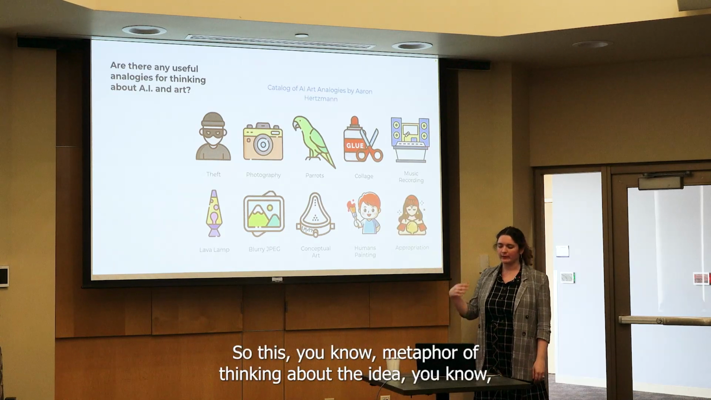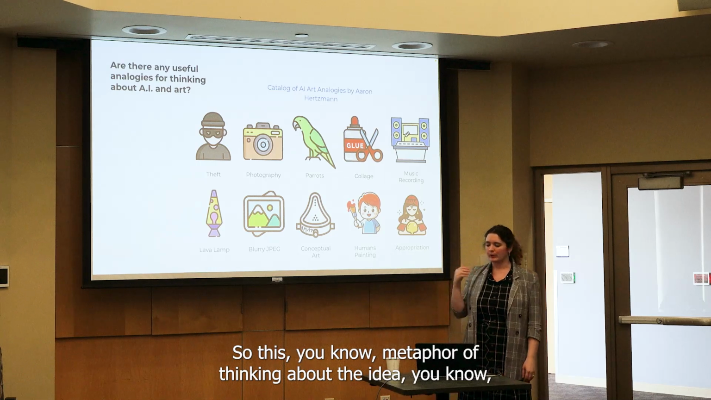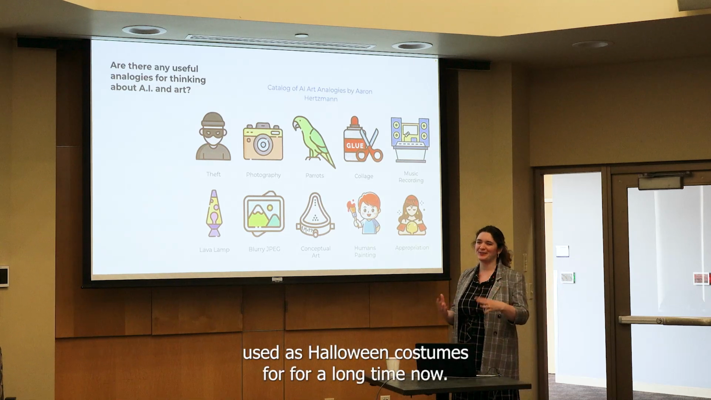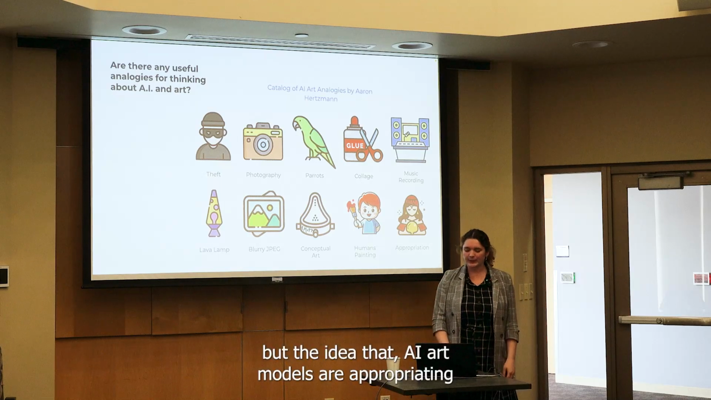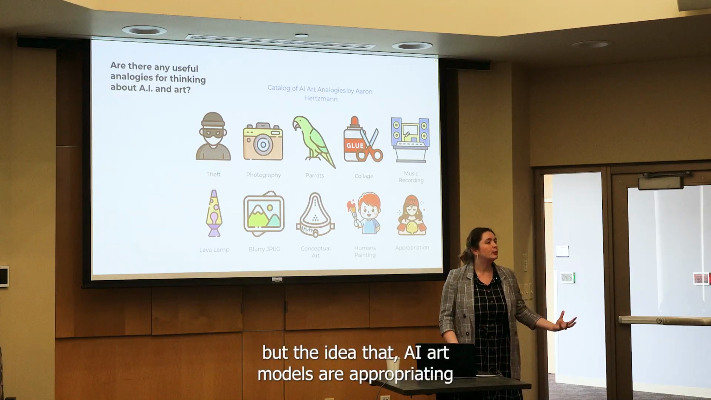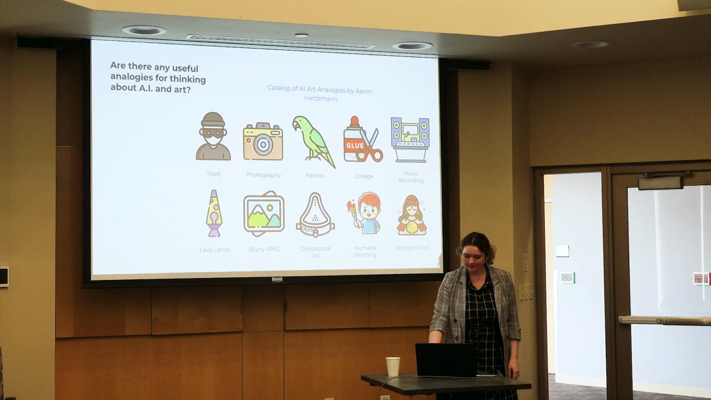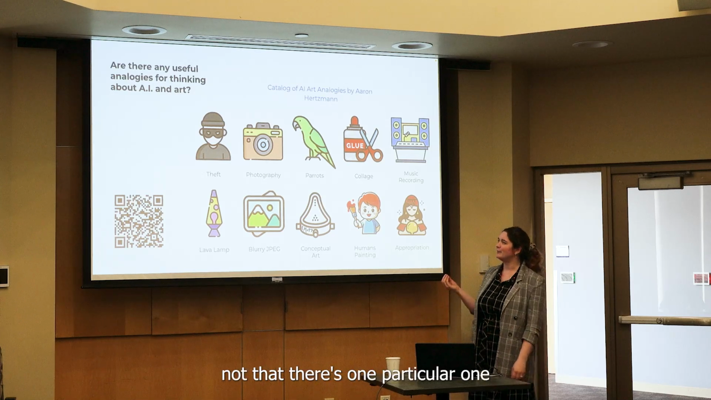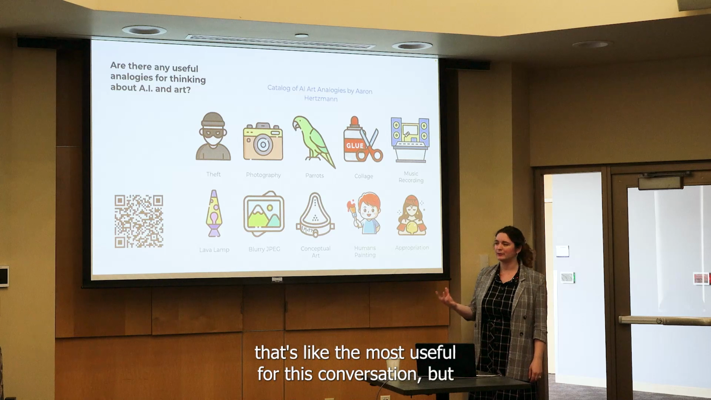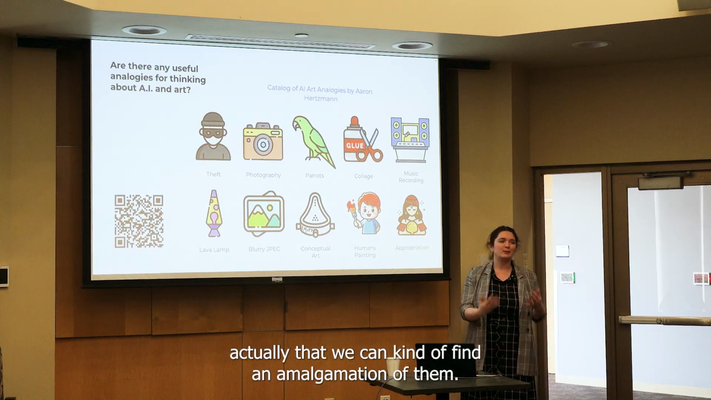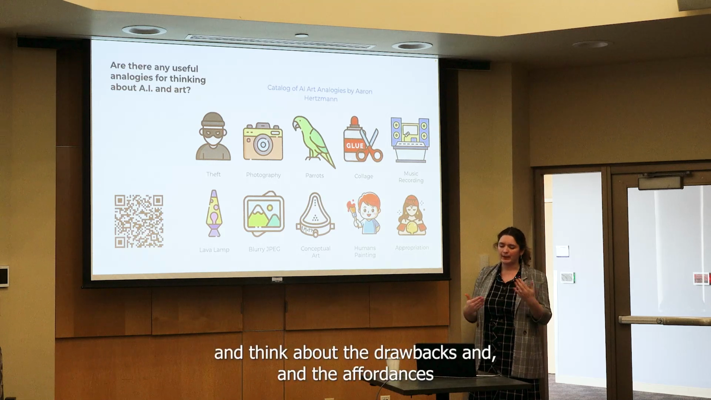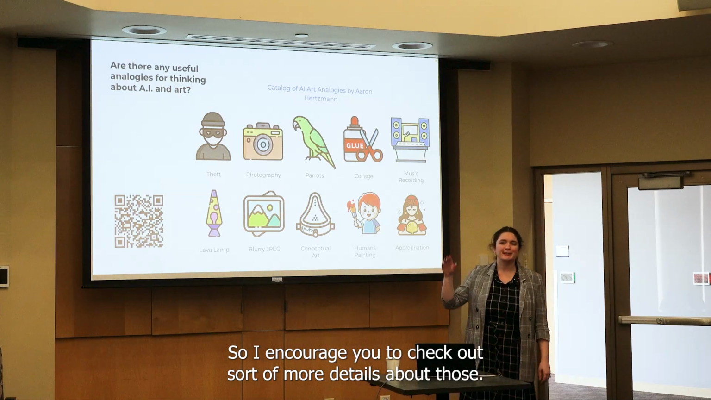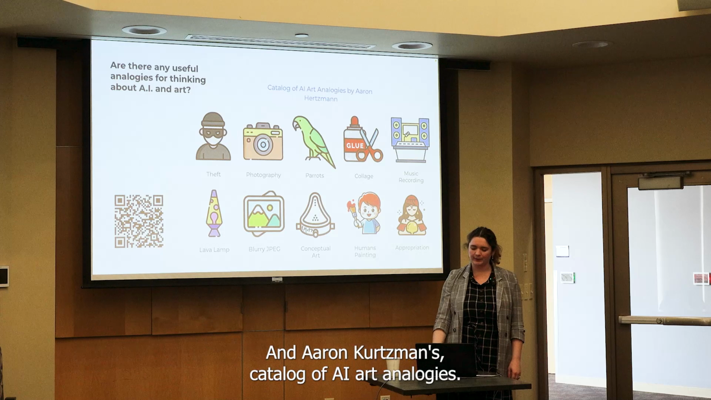And then appropriation. I use a Romani person here as the metaphor, since the Romani have had their culture used as Halloween costumes for a long time now. But the idea is that AI art models are appropriating a creative culture. All of these are great analogies, and it's not that there's one particular one that's the most useful for this conversation, but that we can find an amalgamation of them and think about the drawbacks and the affordances of using these different analogies. So I encourage you to check out more details in Aaron Hertzmann's catalog of AI art analogies.